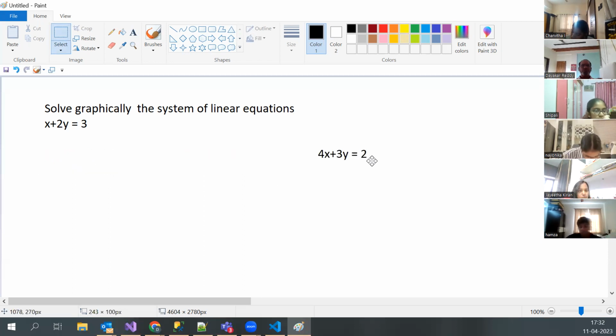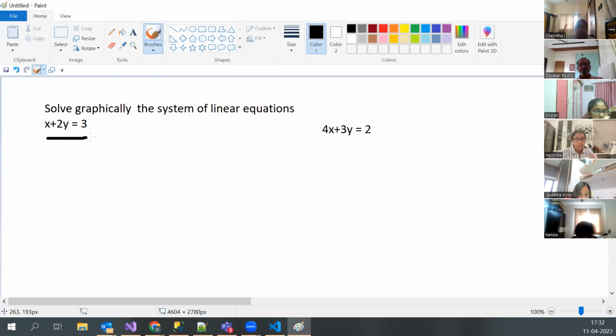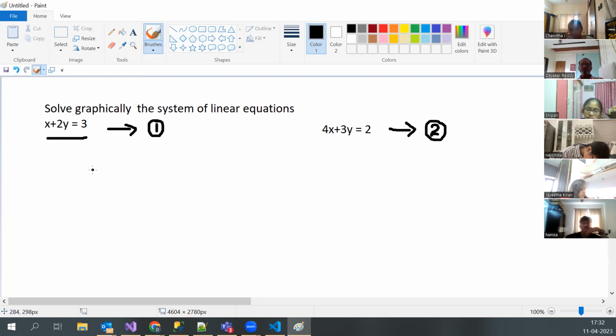This is very important, children, they may ask it in the board exam as well. So first, what to do now? You need to take this equation. This is number 1 and this is number 2. You need to write the given pair of linear equations. Using this, either you find the value of x or you find the value of y.